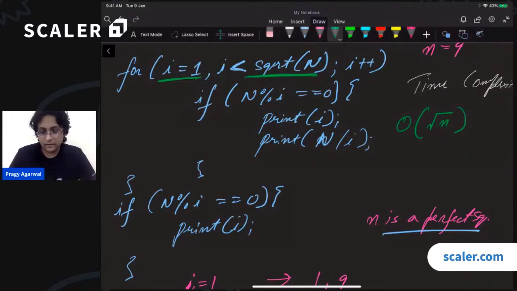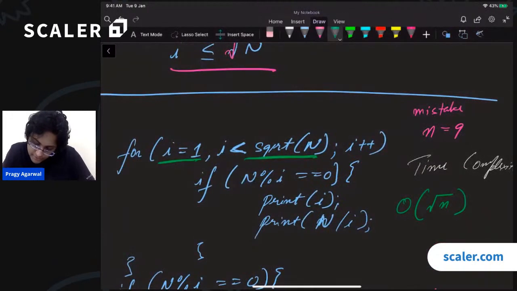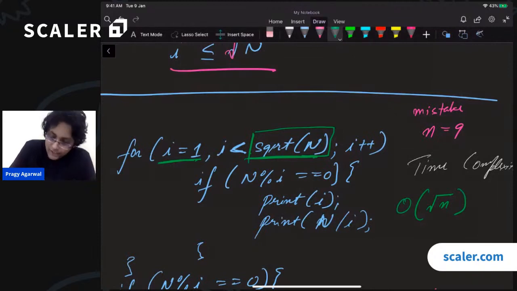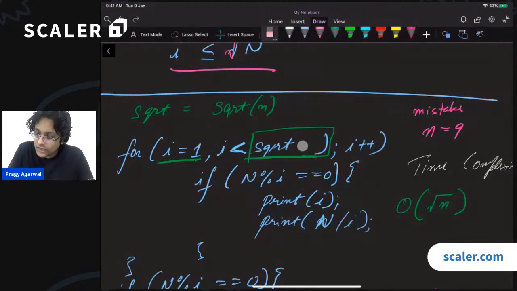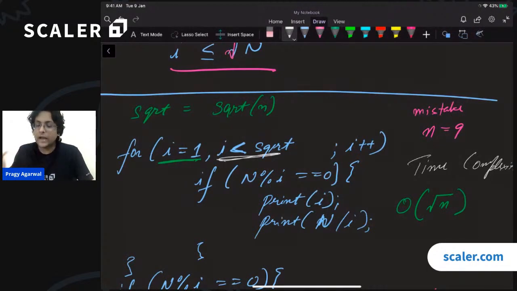There is one more thing over here: if you were actually using a function to calculate the square root of n, you would not do this again and again. You will calculate the square root of n outside, store it in a variable like sqrt, and then just use that variable. So that whenever you hit this condition, you don't have to calculate it again and again. So this will give us the correct code, and the complexity will be order of square root of n.